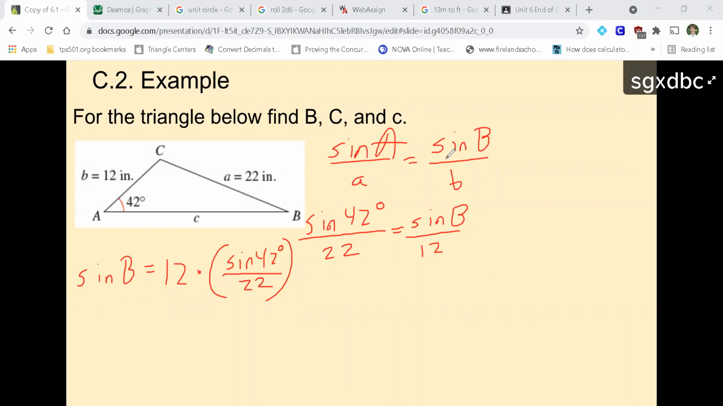All right, for 3.5 space bucks, don't answer out loud, okay? Just in your head, for 3.5 space bucks, how do I get rid of sine? What do I have to do? If you said, take the inverse, you get 3.5 space bucks.